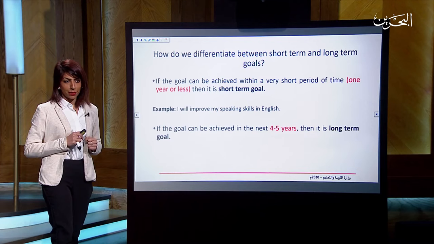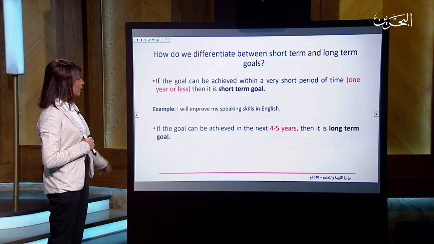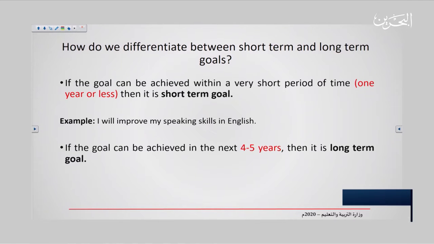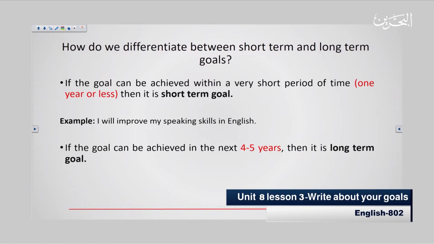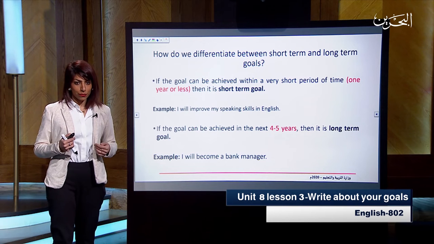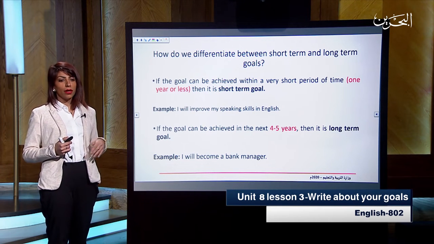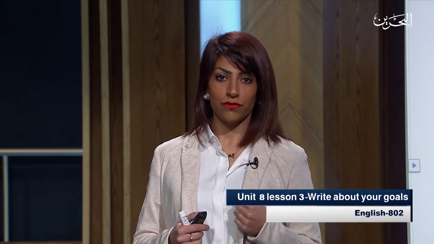What about long-term goals, my dear students? Let's see. If the goal can be achieved in the next 4 to 5 years, or it could take more or longer, then here it is considered to be a long-term goal. An example, I will become a bank manager. This is one of the aims that maybe one of the students is aiming for. So if you want to be in a certain position, not necessarily a bank manager, any position you are aiming for, then this is definitely a long-term goal because it's going to be achieved within 4 to 5 years, or maybe it's going to take more than that.